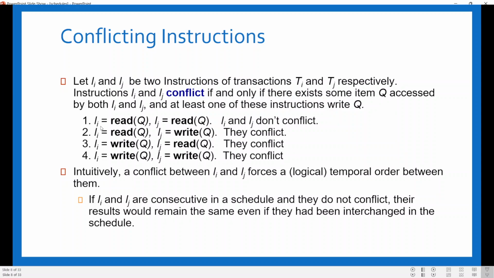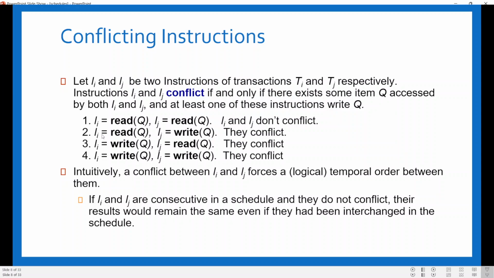So you can see, if one write operation is there, then it will be in conflict. Suppose Ii is read Q, and at the same time the second instruction in transaction Tj is again reading. Since both are read operations, these instructions don't conflict. As I already said, two instructions are in conflict only if they are accessing the same item and there is a write operation. Here, even though they are accessing the same item, both are read operations, hence Ii and Ij are not in conflict.